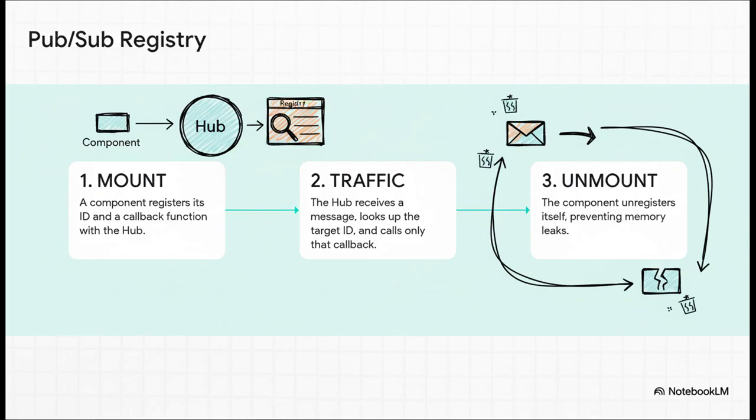Then, when a message arrives, the hub acts like a smart router. It looks at the message's destination ID, finds it in its list, and calls only that one specific function for that one component. It turns the fire hose into a targeted delivery system.